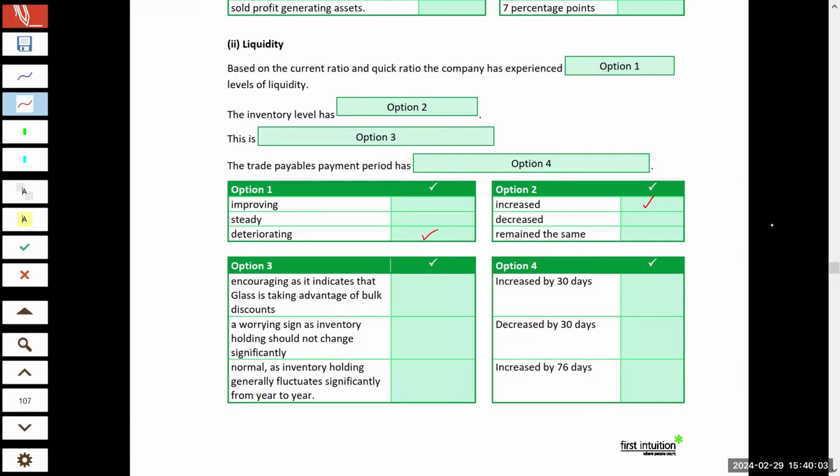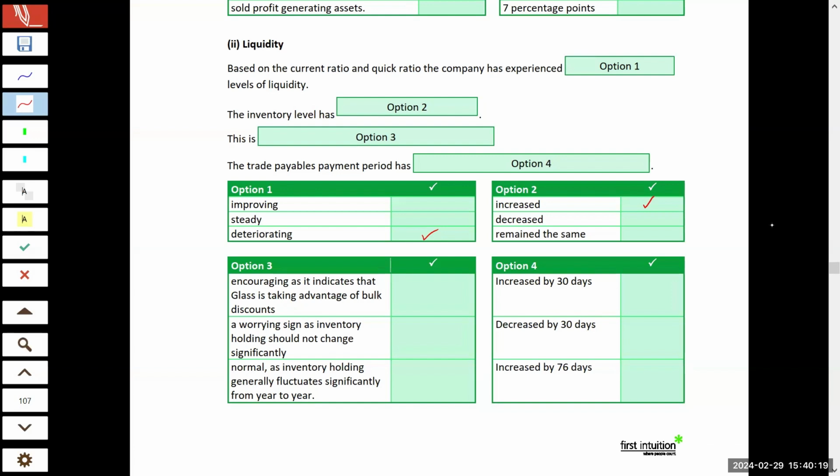Encouraging, as it indicates that Glass is taking advantages of bulk discounts. A worrying sign, as inventory holding should not change significantly. Normal, as inventory holding generally fluctuates significantly from year to year.